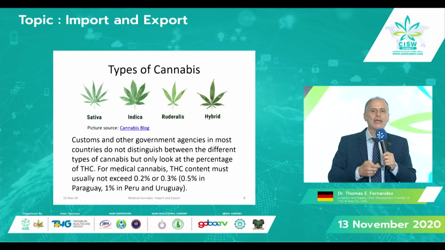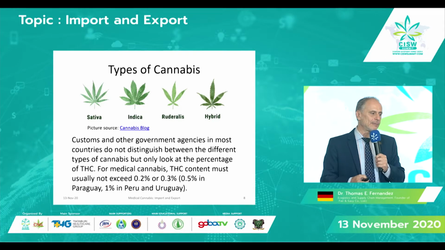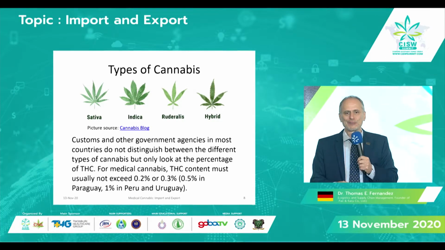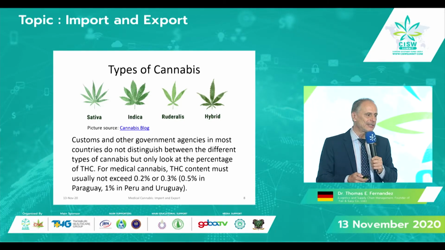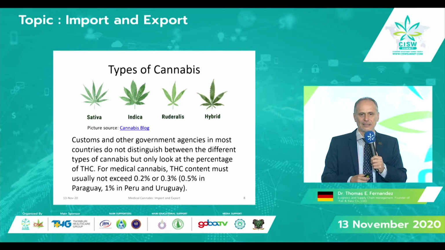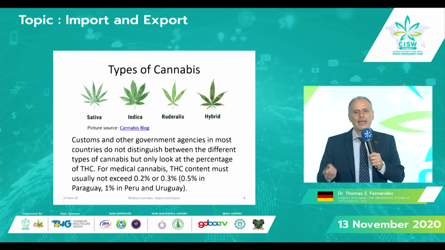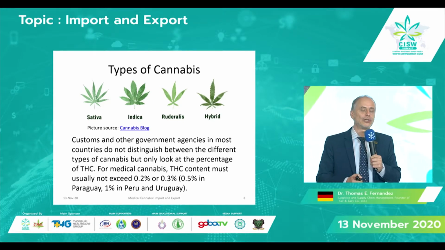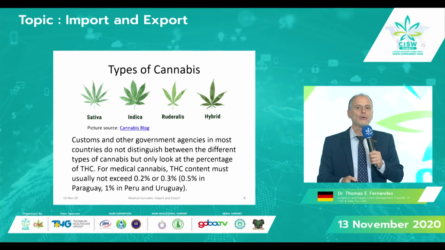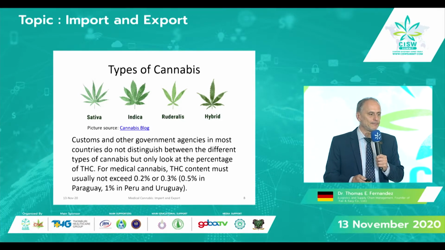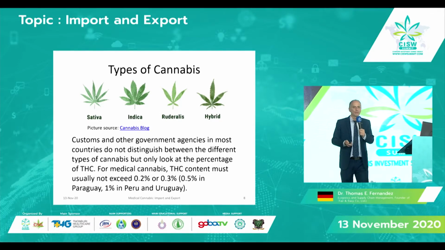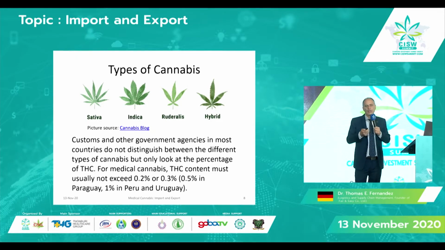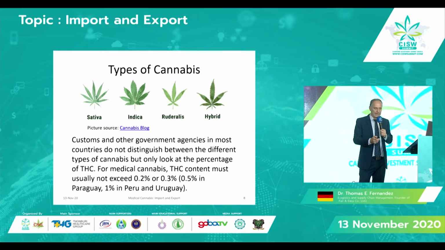But what is hemp as opposed to cannabis? Hemp is also the cannabis plant. So we have here different cannabis plants. Some of you may know this much better than I. But the point here is that in most countries, the THC content for hemp cannot exceed 0.2 or 0.3%, depending on the country. We will go into detail a little bit more in a moment. In some countries, it's more, 0.5% in Paraguay, 1% in Peru and Uruguay. We will find out that in South Africa, it's a lot less.